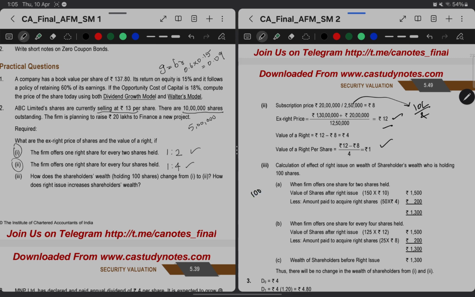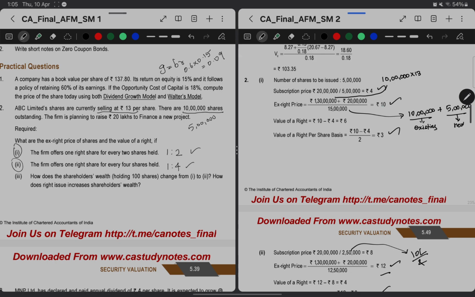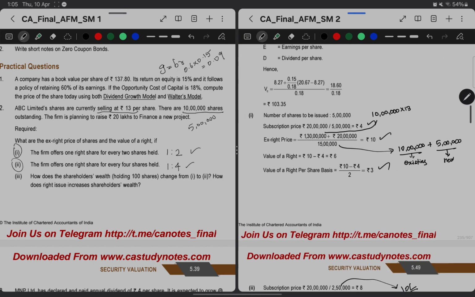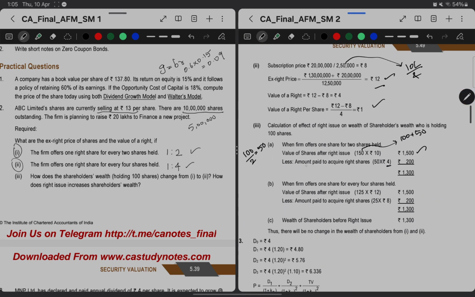Since a person holding 100 shares, in case of first requirement divided by 2, we will get 50. So 50 shares will be added to the existing shares. So 150 is nothing but 100 plus the newly applied right shares. So 100 plus 50, 150 into the post ex-right price, which is 10. So our value is 1500, and to acquire these 50 shares, the shareholders pay 4 rupees, which is the subscription price here. And since we spent this 200, we have to reduce it. So the wealth of the shares is 1300.